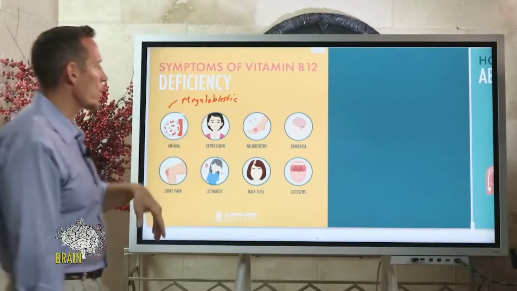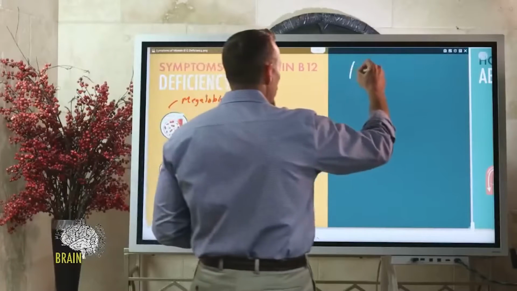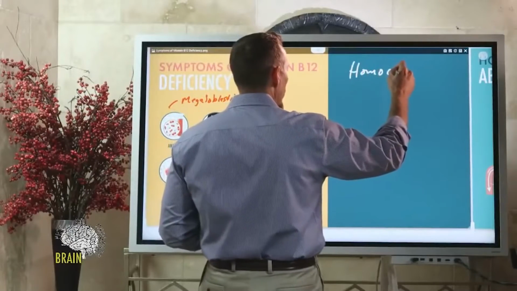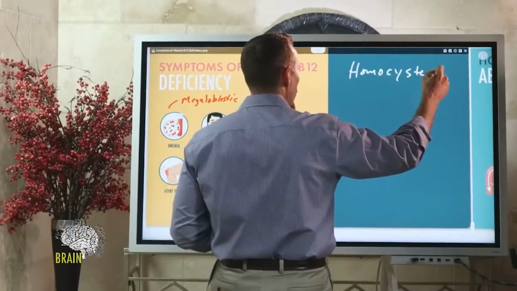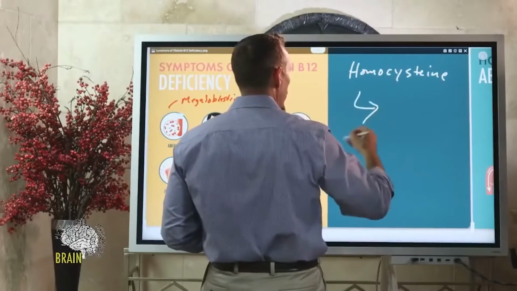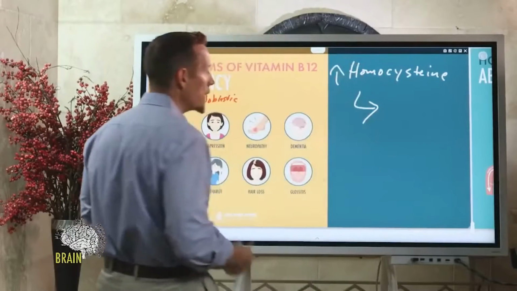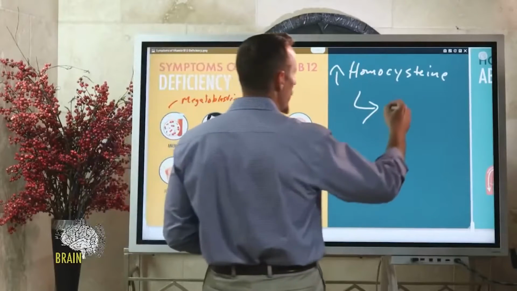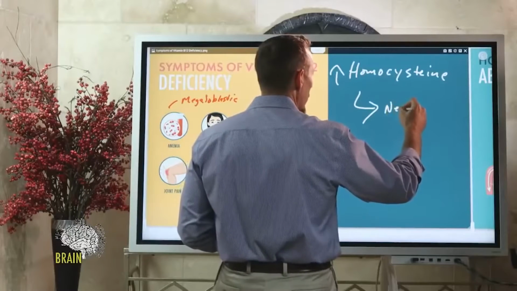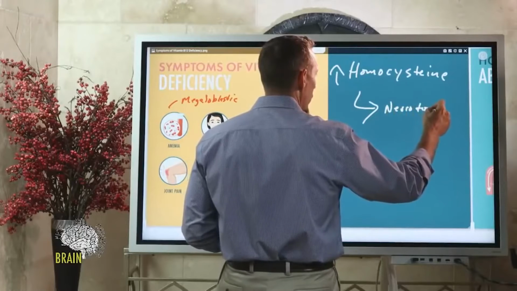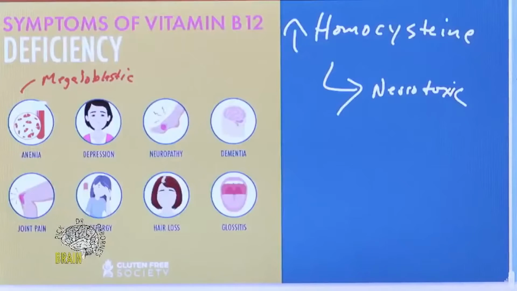And there are a lot of reasons why. A couple of different chemicals that B12 is important for, one of them is homocysteine elevation. So too much homocysteine, which can be caused by vitamin B12 deficiency, can be neurotoxic. So it can damage the brain, it can damage nerve cells. And this is one of the reasons why we'll sometimes see people form depression.